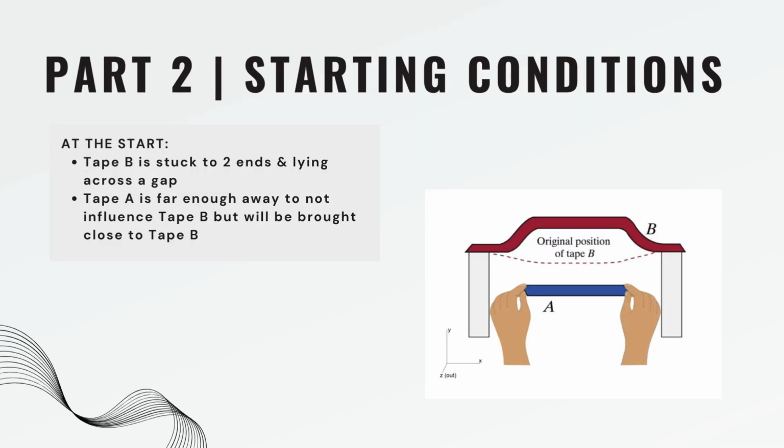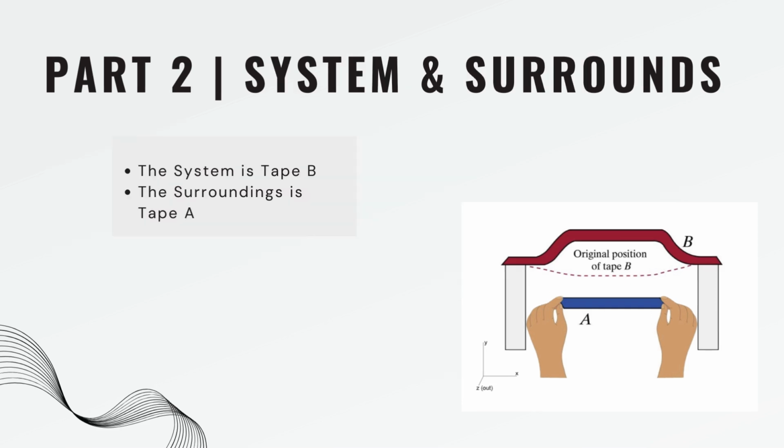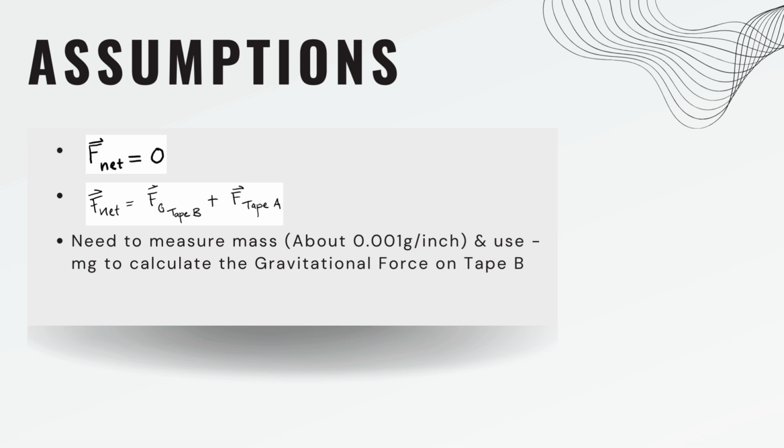At the start of part 2, tape B is stuck to two ends and lying across a gap, and tape A is far enough away to not influence tape B. In this part, the system is tape B, and the surroundings were tape A. The assumptions I made were that Fnet is equal to 0 and equal to the gravitational force on tape B plus the electric force due to tape A.